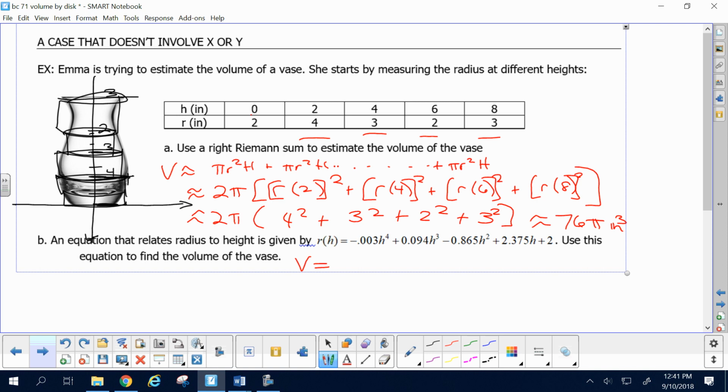So like, what's that? How are we gonna do this? I don't know. Sum of many pi r squared h's. The idea is that's the radius at different heights, so you plug that into the radius part. Is it the same height as before? The heights still go from 0 to 8.